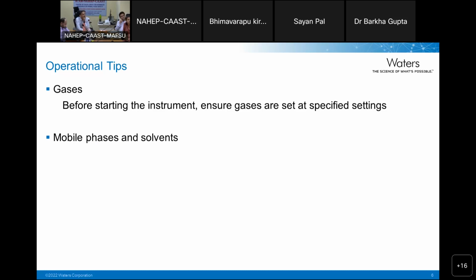Then going to the mobile phase and the solvents. Use proper solvents. We generally recommend LCMS MS grade solvents to have minimum contaminants, so they don't interfere with your results. And if Milli-Q water is used, then a properly maintained Milli-Q system should be there. Only then you can use that Milli-Q water.